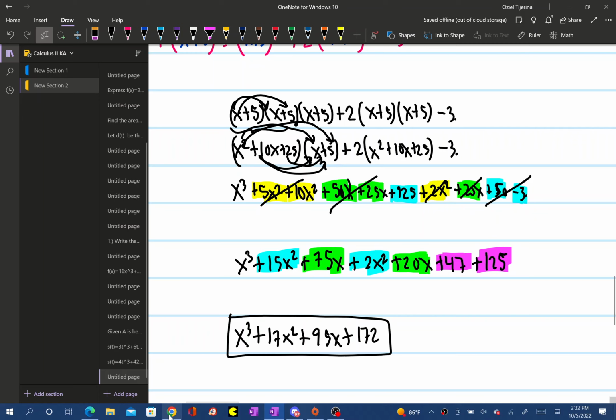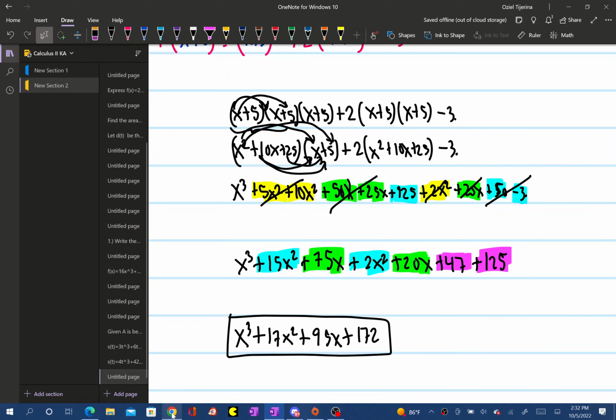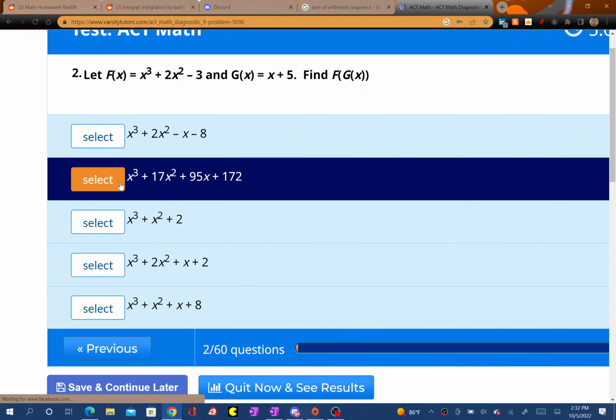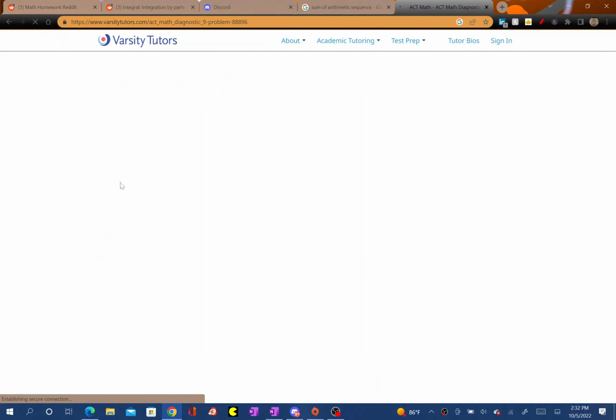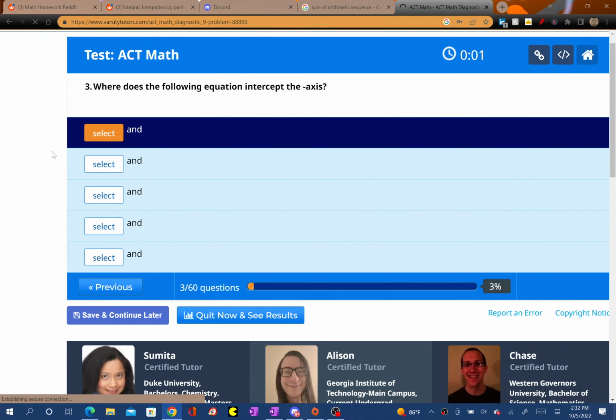I believe so. x cubed plus 17x squared plus 95x plus 172. So I think it's the second one. Ooh, that was a long one. Okay, so let's see here.